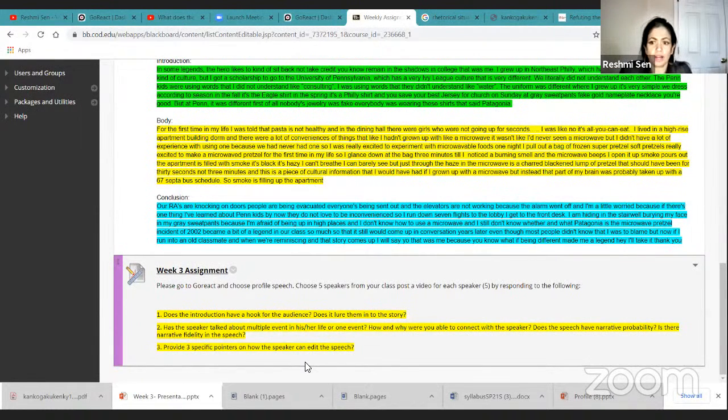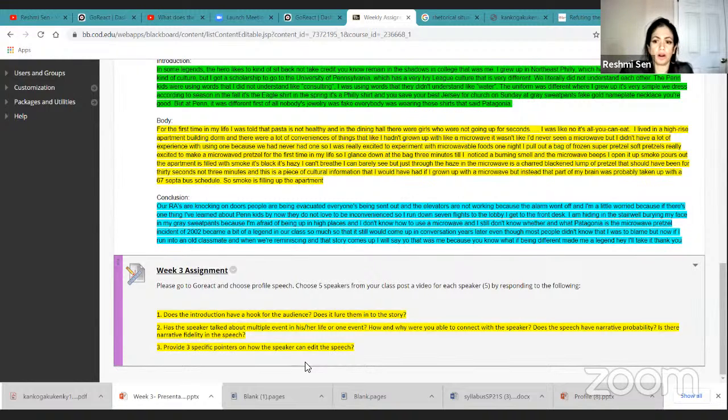The first is, does the introduction, does the speech have a hook for the audience? Is there something for you to grab onto, latch onto? Do you see that in the speech? Are you getting lured into the story? Does the speaker talk about multiple events or just one particular event in his life? How and why were you able to connect with the speaker? Does the speaker have any narrative probability within his story?